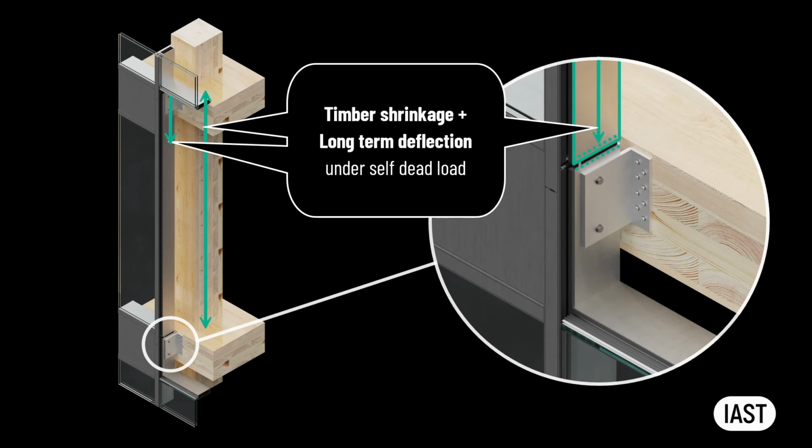Then we have timber column shrinkage. As we already discussed, it is around 4 to 6 mm per floor, provided that we are targeting a shrinkage value below 0.2%. This movement is expected to happen only in one direction.